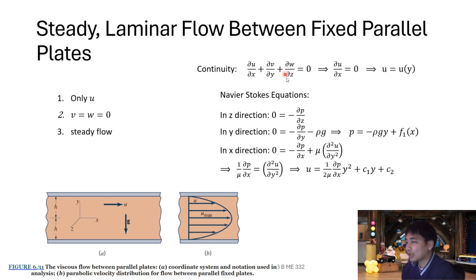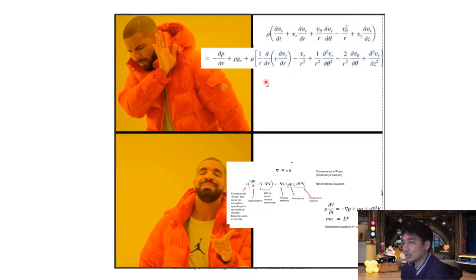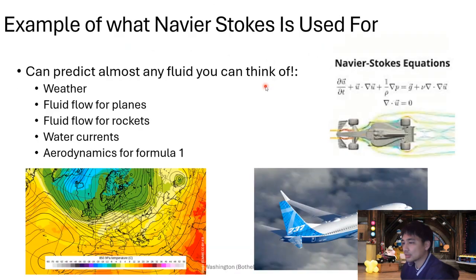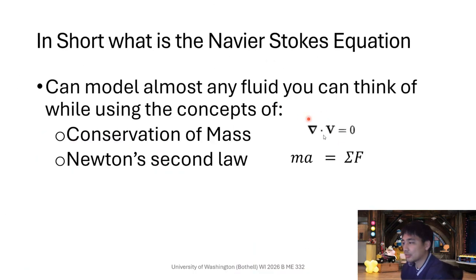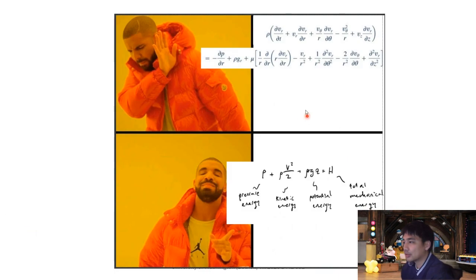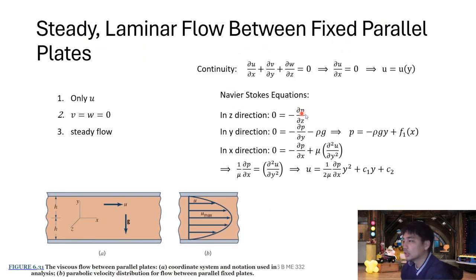So now we go to our continuity equation, or conservation of mass, as we can call it. It's taking the derivative that is right here. So in the x direction, that is equal to 0. And we know now that u is a function of y, because we're in the 2D plane.